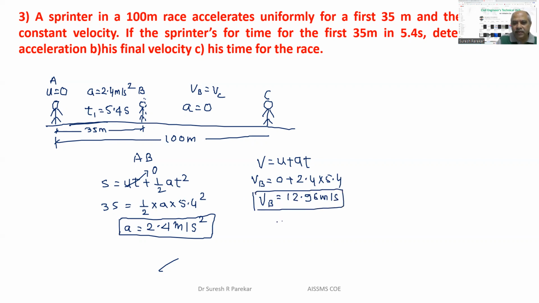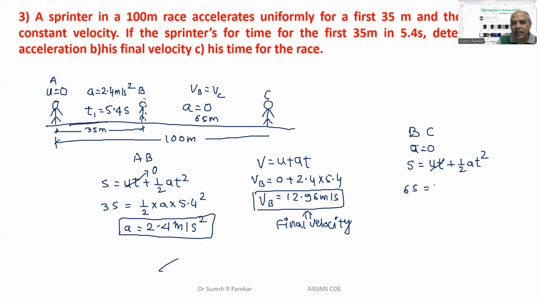So we have this velocity as final velocity. Whatever is required in AB, that is completed. Now BC, we have a equal to 0. So we have S equal to UT plus half AT square, and A is 0. Now S we have, so this BC is 65 meters. So we have S 65.